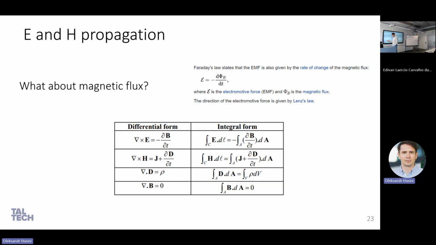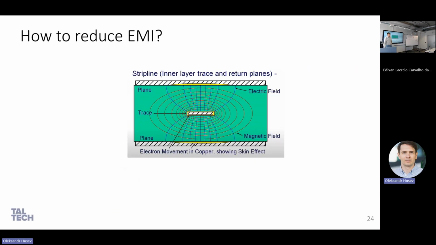But why I mentioned this, just in order to keep this in mind. It shows how we are losing energy from the PCB, right? We just spread it out, because we didn't make a proper PCB design and all our electric and magnetic fields spread out. So the question is how to reduce EMI? Keep energy inside the PCB.